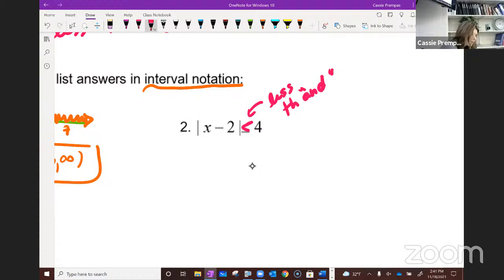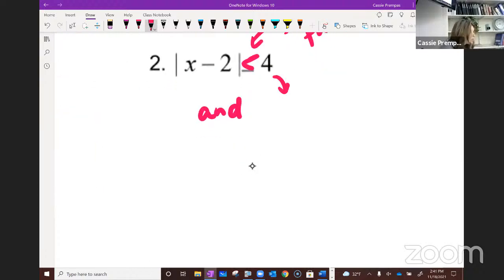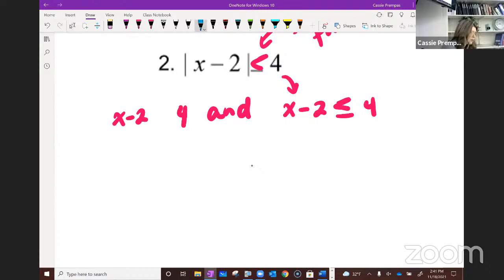So I'm going to put the word and then I'm going to use what I know to be true. Copy exactly what you see without the absolute value. So X minus 2 has to be less than or equal to 4. And copy the numbers and the variables that you see. But what are you going to do with the inequality symbol? Switch it, and what are you going to do with the number? Make it negative. Good. And then you're going to solve for each.